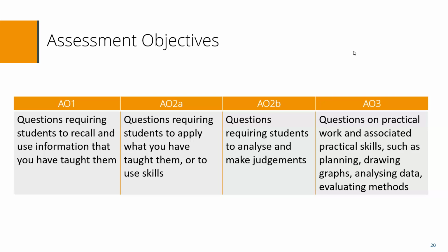And AO3 will be solely questions on practical work and associated practical skills, such as planning, drawing graphs, drawing apparatus, analysing data, evaluating methods, spotting things like procedural errors, explaining how you could overcome those procedural errors, and knowing about any risks that are involved in experiments and how to minimize the effect of those risks when you perform experiments. So it's all about the associated practical skills, which your students can obtain by doing the core practicals that are listed in the specification.